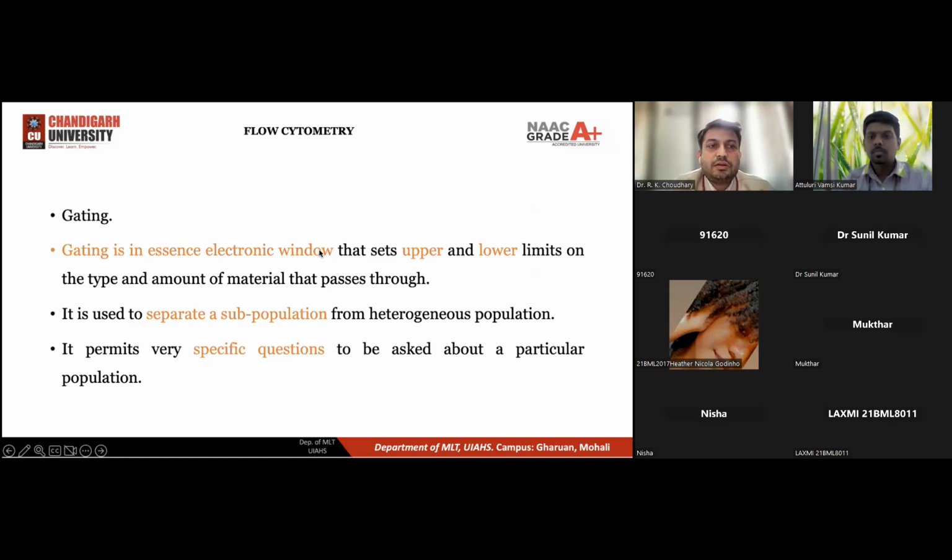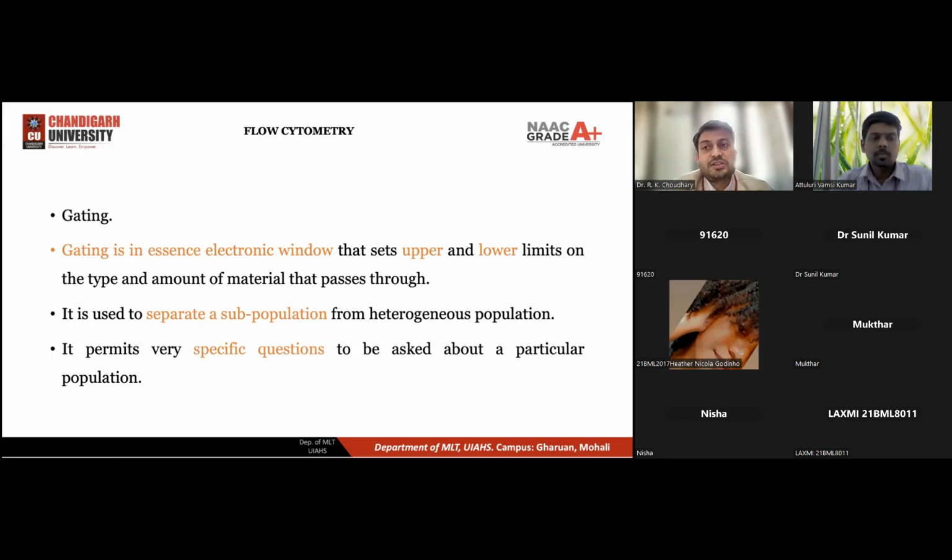Now, the gating. What is it in flow cytometry? The basic thing, gating means gathering. Gating is an electronic window that sets upper and lower limits on the type and amount of material that passes through. So how much? This is also important. Sometimes very few things are also identified by flow cytometry. It is used to separate a subpopulation from the heterogeneous population.